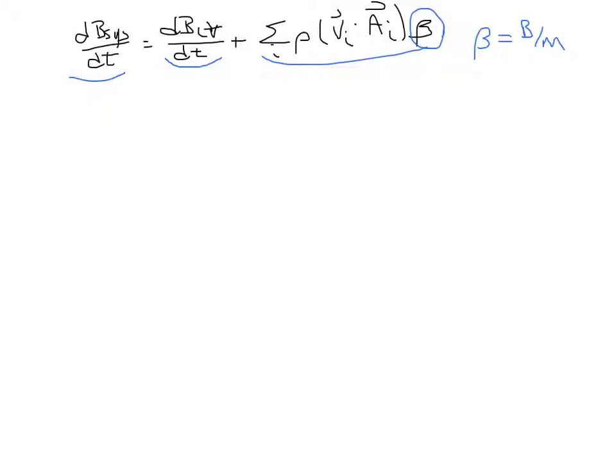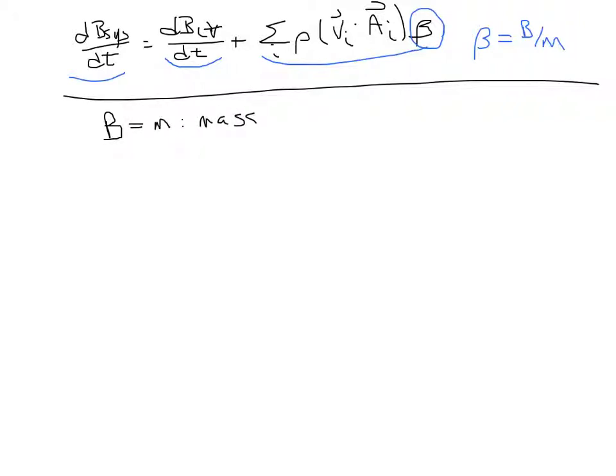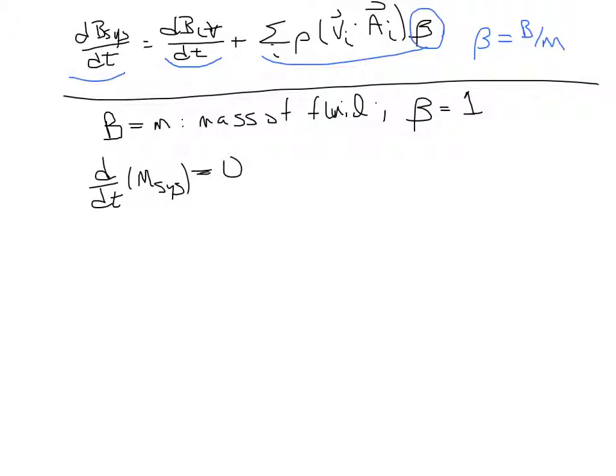So when we think about mass conservation, we say that the quantity B is actually equal to m, the mass of the fluid. And that really simplifies our expression for beta to simply be that beta is equal to 1. And then the other thing we need in order to write down the mass conservation is to say that the time rate of change of the mass of a system, remember a system is just a volume that we're following, is equal to 0.